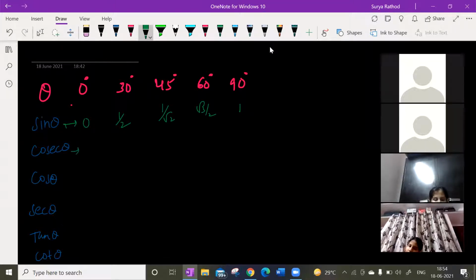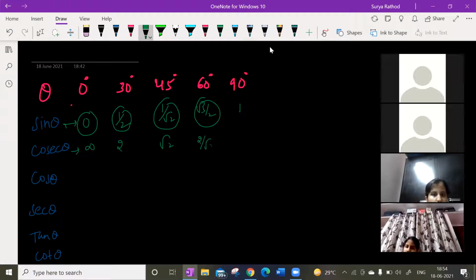Now look at this. Cosecant will be what? Reciprocal of this, right? 1 by 0 is infinite. 1 by 2 is 2. 1 by root 2 is root 2. 1 by root 3 by 2 is 2 by root 3. 1 by 1 is 1.